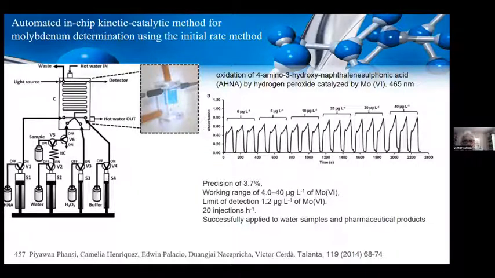In this case it was a spectrophotometric method and allowed the determination of molybdenum(VI) in a very low concentration range, with a detection limit of 1.2 micrograms per liter, with a quite high sample throughput of 20 injections per hour. This has been successfully applied to the determination of molybdenum in water samples and in pharmaceutical products.